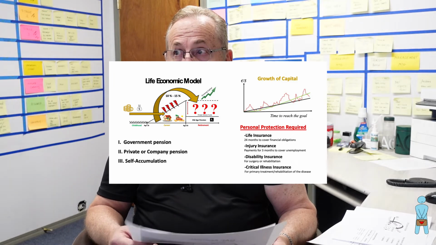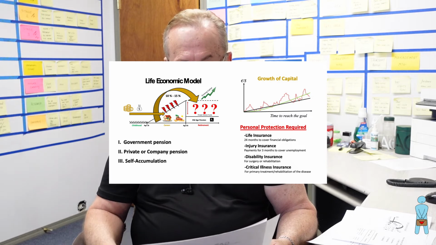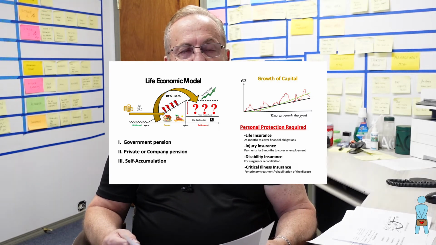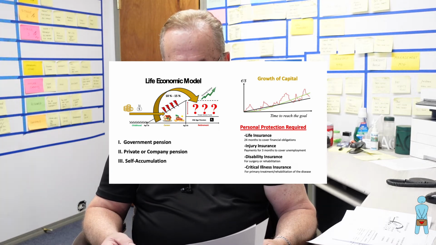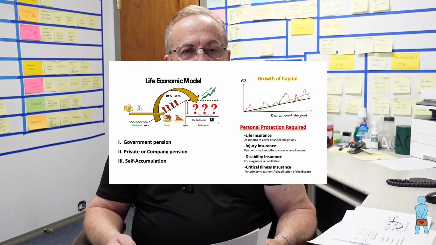Now, from a personal protection point of view, life insurance should be in your portfolio. And if there's just you and your partner, or your husband, your wife, your girlfriend, your boyfriend, a suitable amount is 24 months, enough to allow the survivor, your partner, some time to mourn your passing and carry on with life and have enough to pay whatever bills happen. If there's children involved, 24 months is not enough.